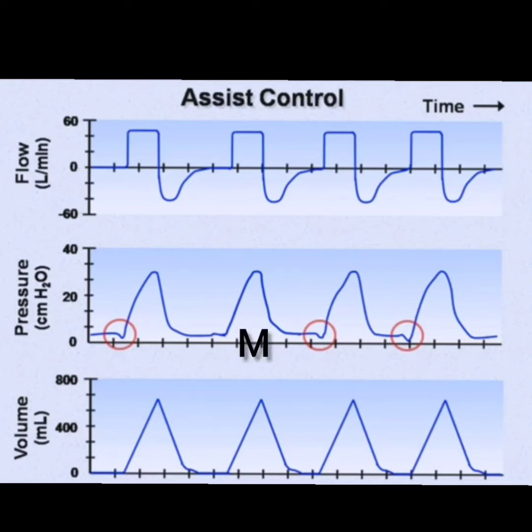The third and fourth waves are preceded by negative deflections, so they are also assisted breaths. Whether it is a mandatory breath or an assisted breath, the pressure it receives from the ventilator remains the same in PCV, and the volume the ventilator delivers remains the same in VCV mode.